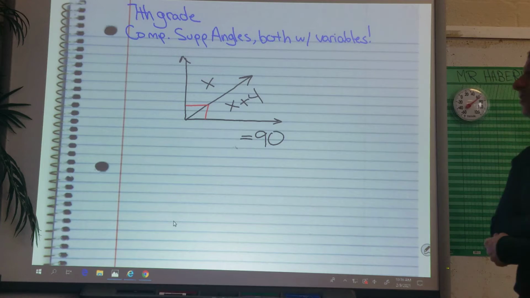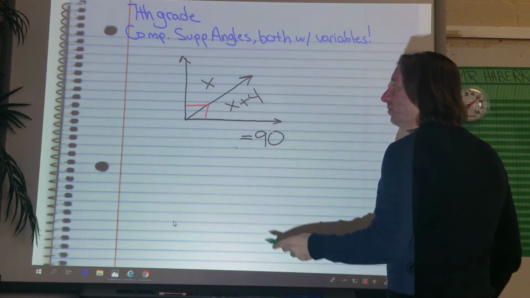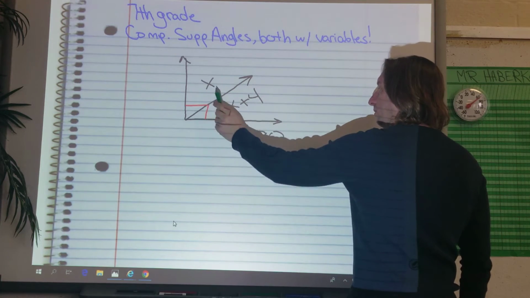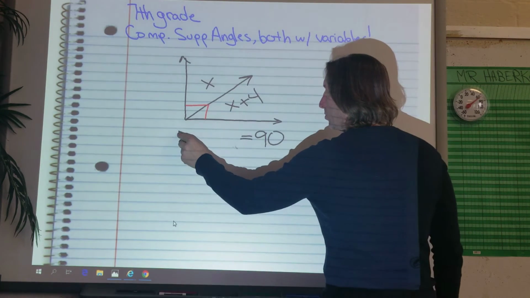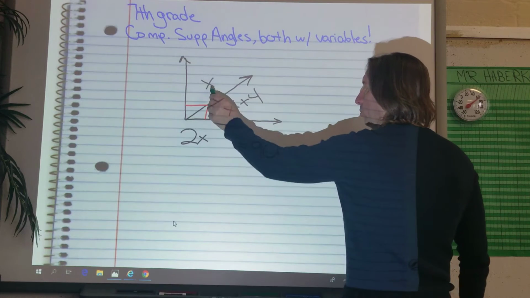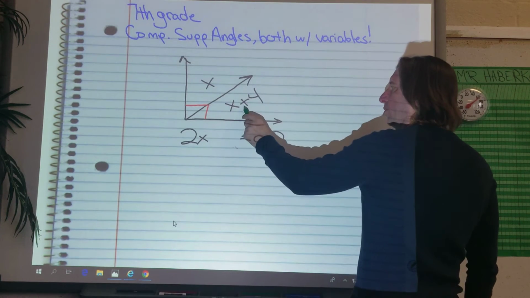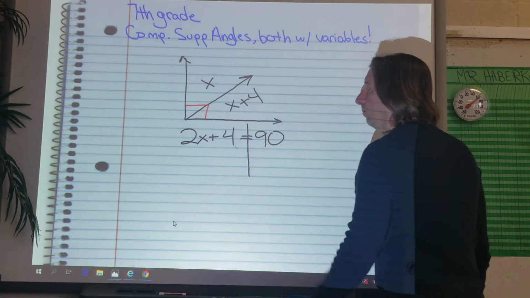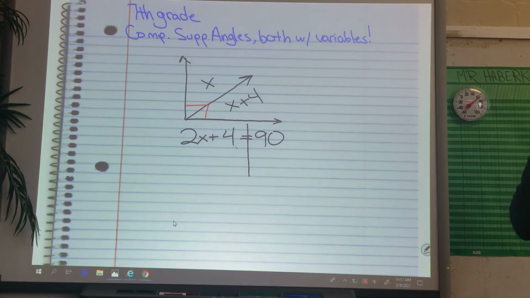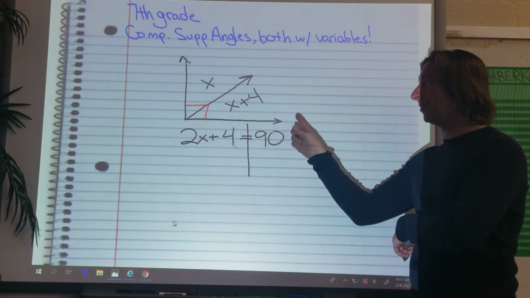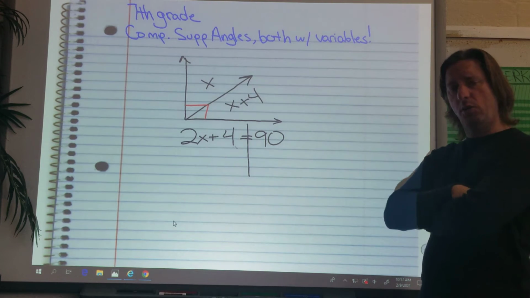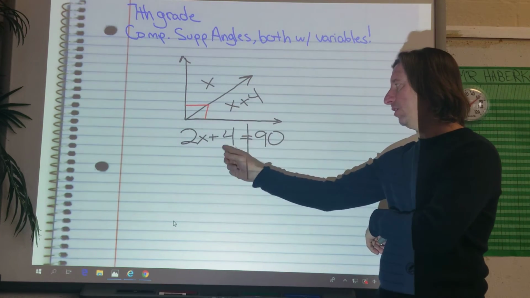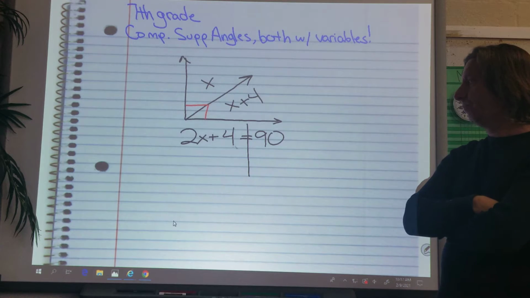So like I said, I like to do the variables first. So I have a 1x here and 1x here. Well, how many x's is that all together? 1x and 1x is 2x, right? So there's 2 x's. And then what other numbers do we have left? I just have a 4. Okay, so we write our equation. We know it equals 90 because it's complementary, all right? So it looks difficult, but just do your variables first. There's 2 x's, and then what's left? A 4. And we know it equals 90.